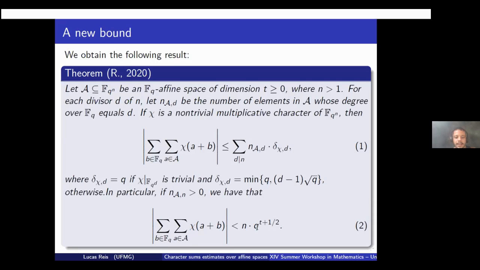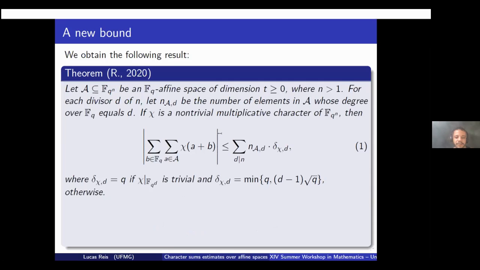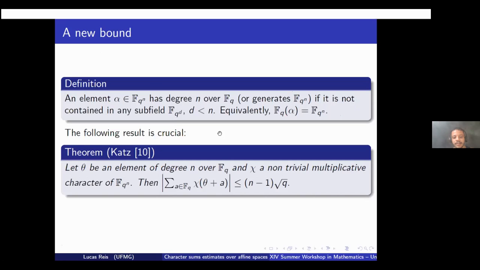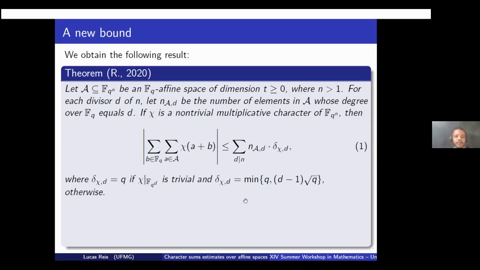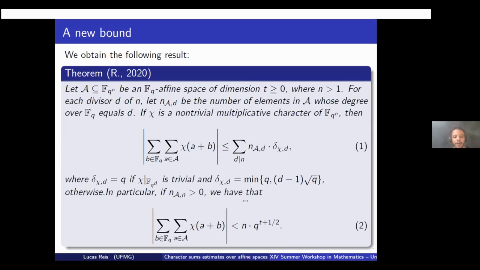Just to mention, I'm not going to get into the details of the proof. Here we strongly use the fact that A is an affine space. So essentially we prove that if A is an affine space and it contains an element of degree n, then it contains many elements of degree n. And from this bound of Katz, I can say a lot about the characters. So we have a lot of cancellation whenever we have many elements of degree n.